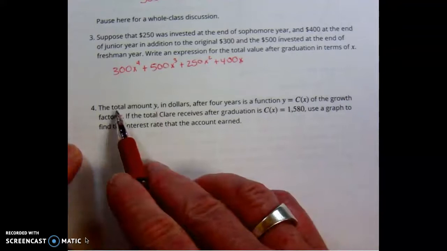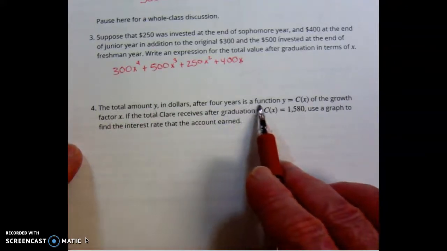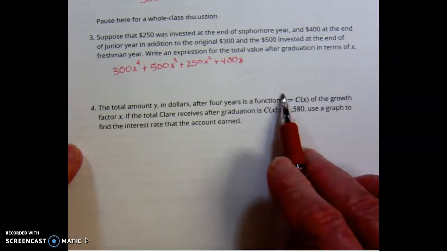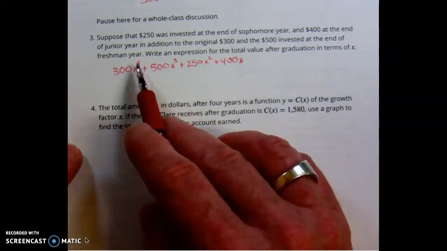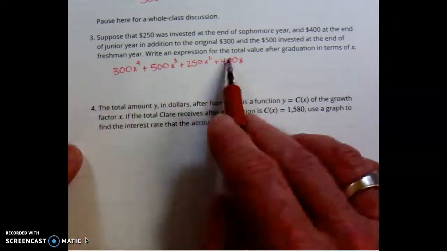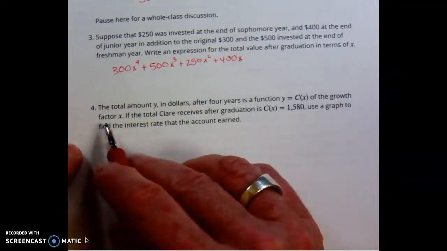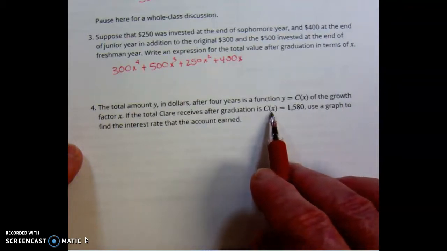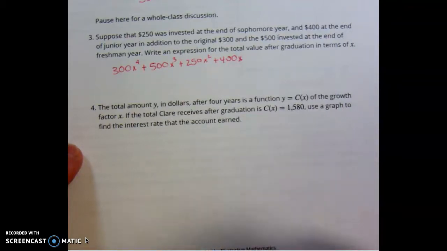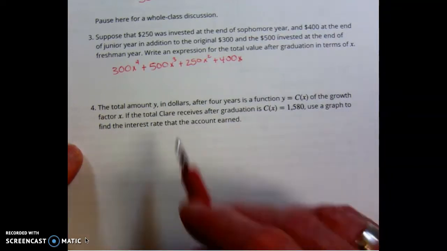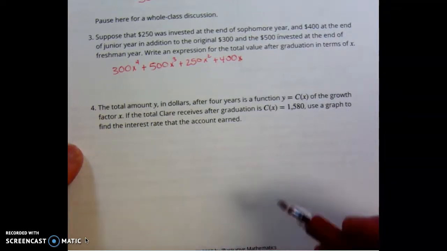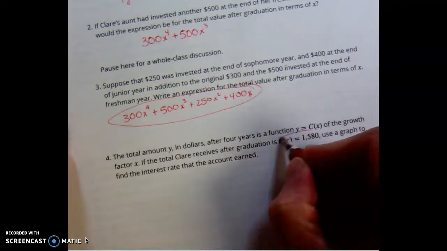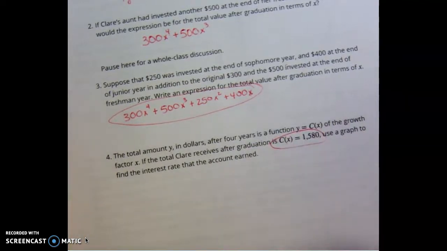All right, it says the total amount y in dollars after 4 years is a function y equals c of x. So we're just saying y is the graph of this function. So c of x would be this function of the growth factor x. If the total Claire receives after graduation is c of x equals $1,580, use a graph to find the interest rate that the account earned. So what we're going to do is graph this equation and this equation, and see where they cross and see what happens.